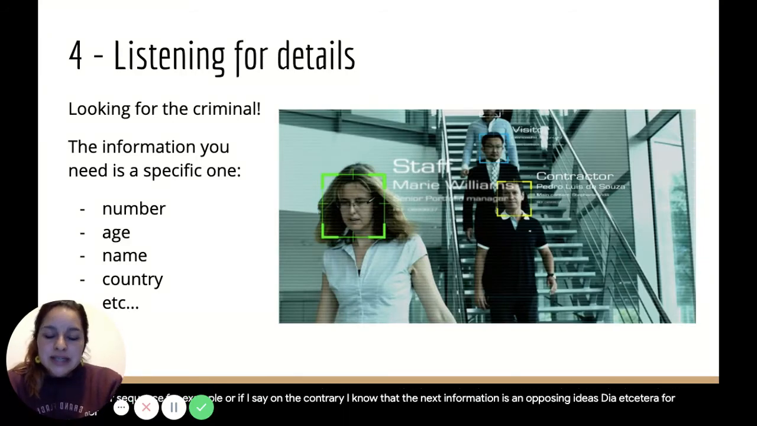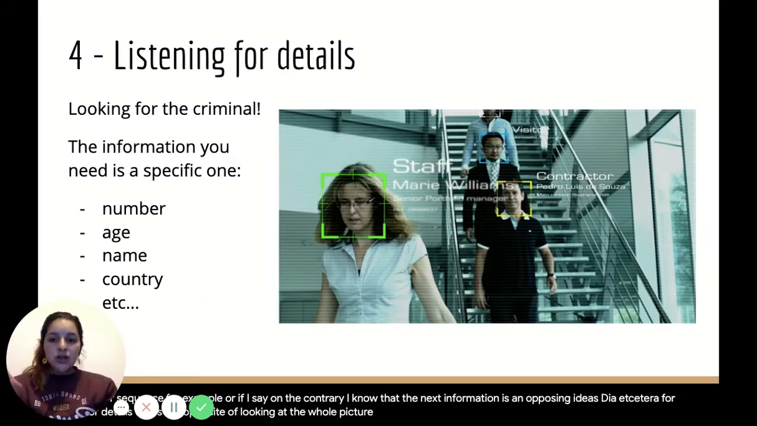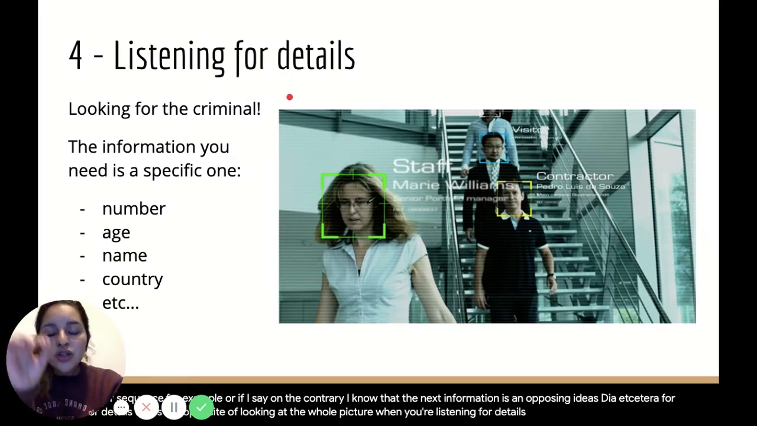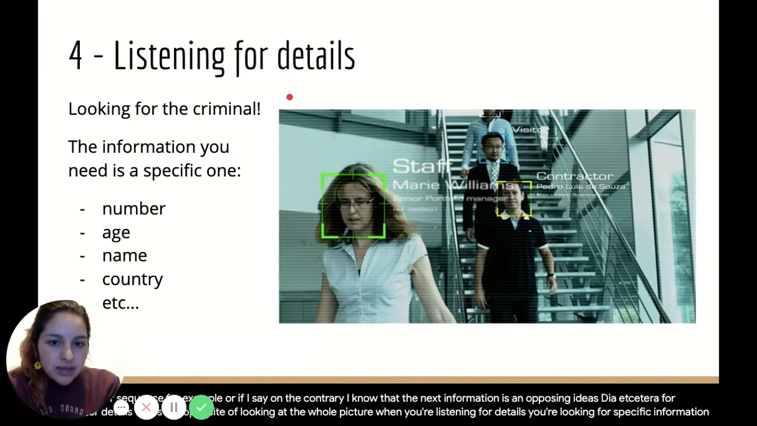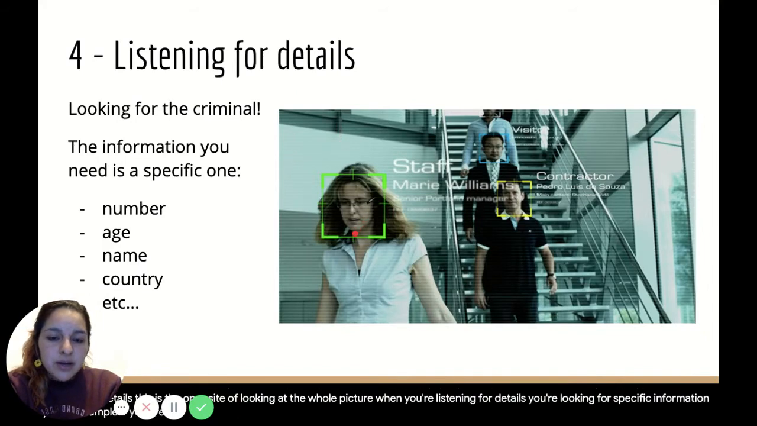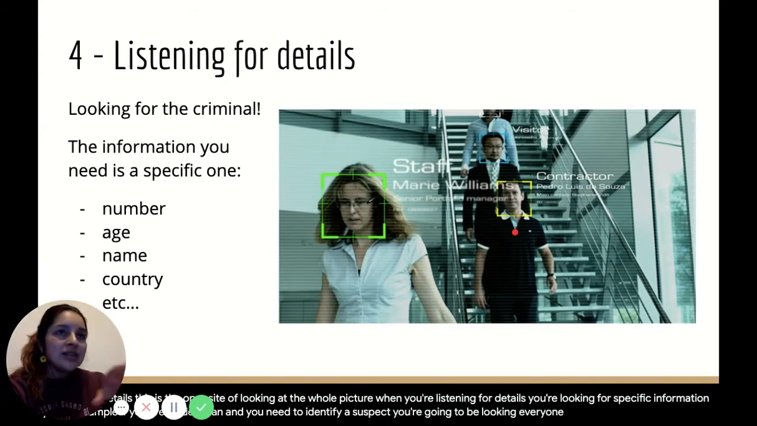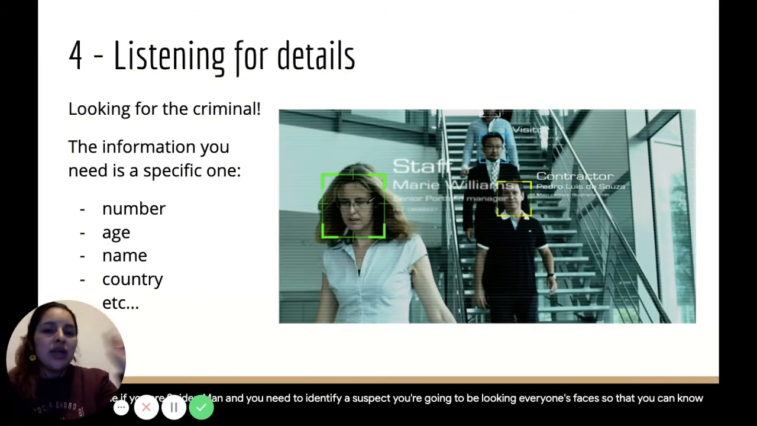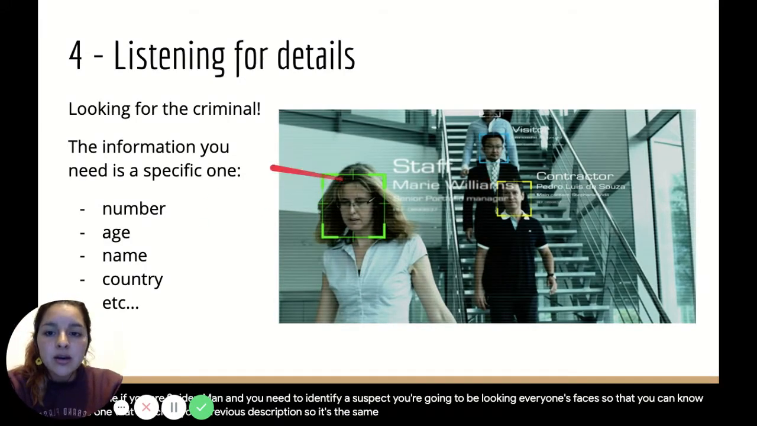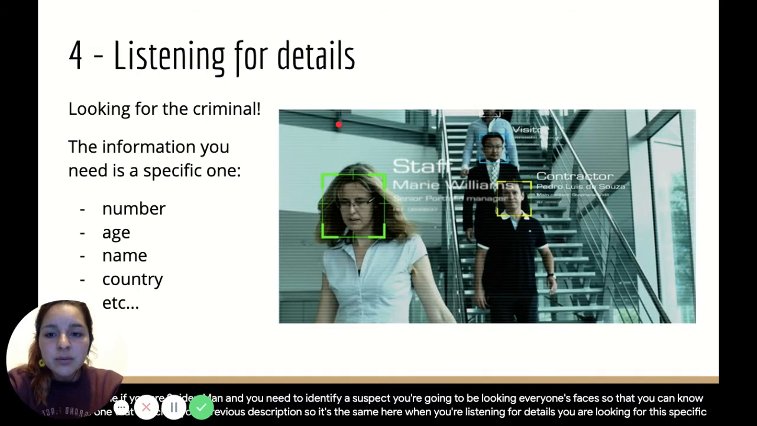4. Listening for details. This is the opposite of looking at the whole picture. When you're listening for details, you're looking for specific information. Yes, for example, if you are Spider-Man and you need to identify a suspect, you're going to be looking at everyone's faces so that you can know who is the one that matches your previous description. So it's the same here. When you're listening for details, you are into the text looking for the specific information.